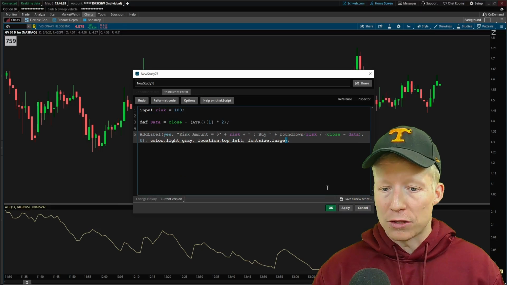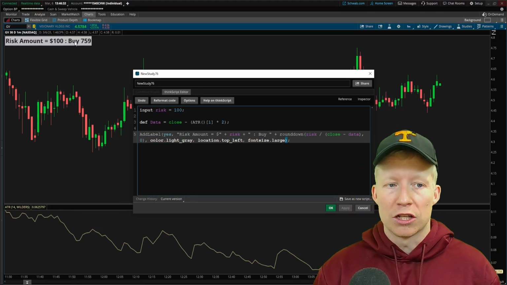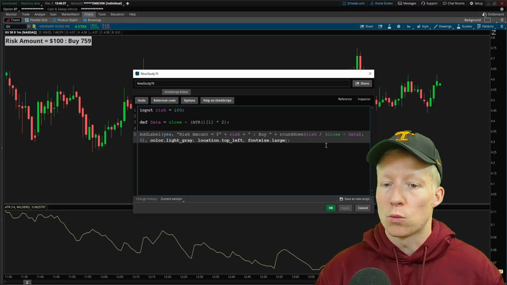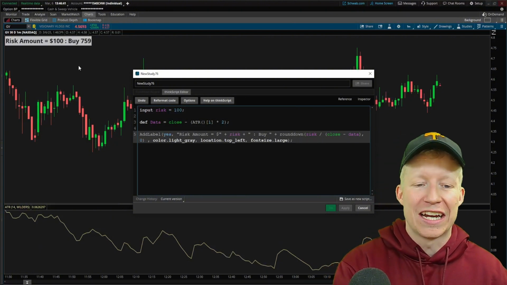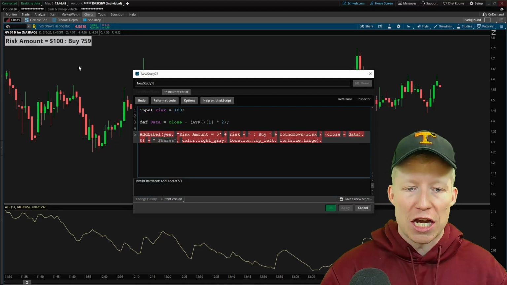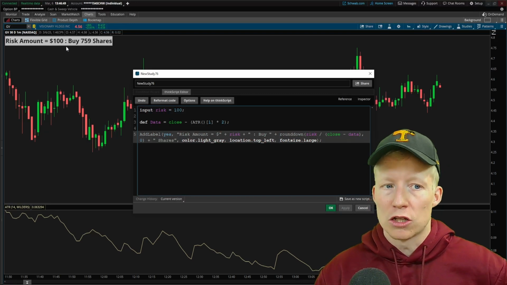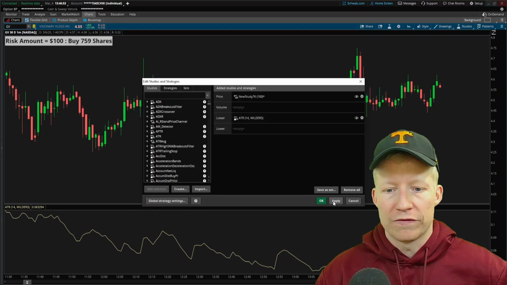So risk amount here, let me just hit apply and see what this looks like now. Risk amount equals $100. Then you buy 759. You buy 759 what? At the end of our calculation that returns our 759, let's do plus, open quotation marks, space, shares. So if I hit apply now, if we're risking $100 in this trade based off of the ATR, then we can buy 759 shares.